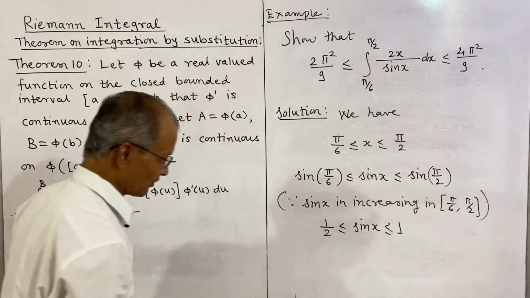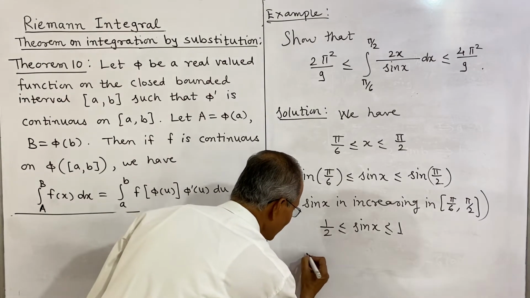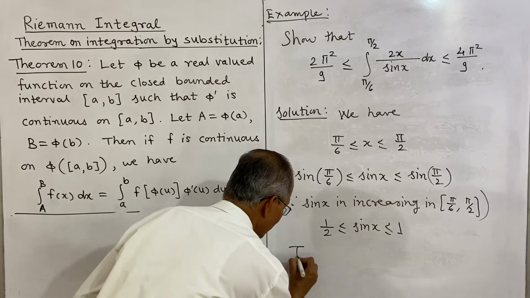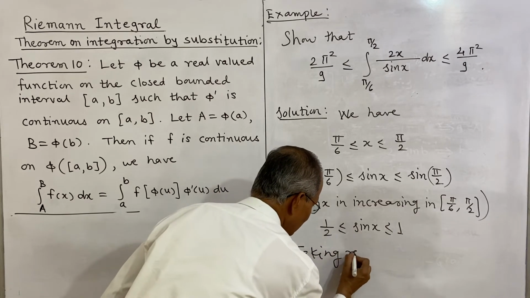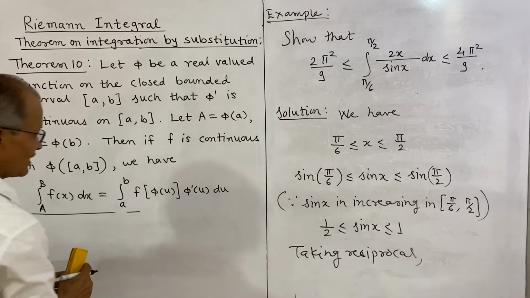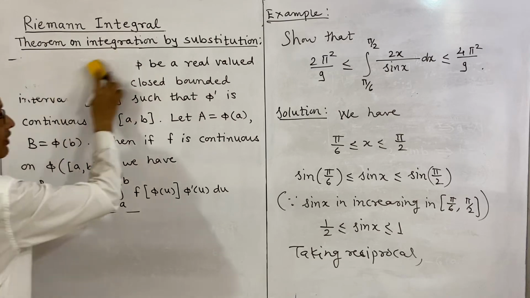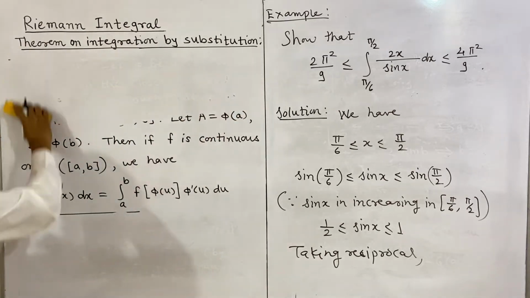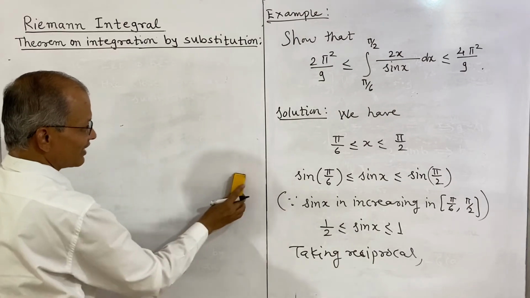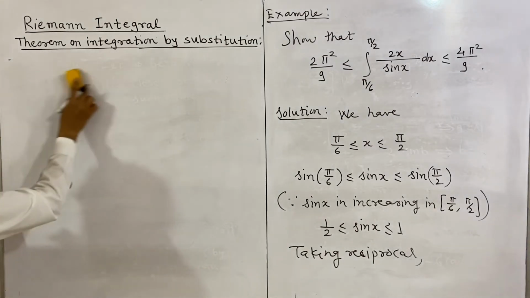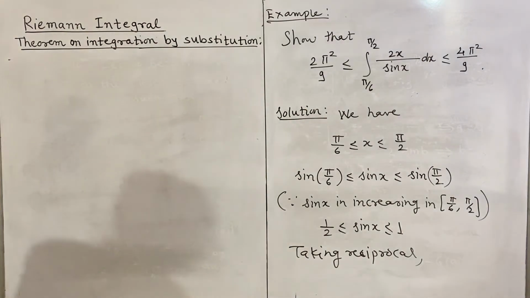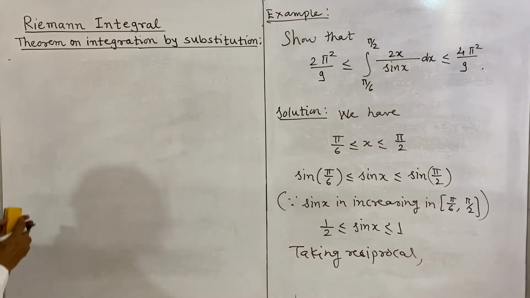And now we take the reciprocal, and taking reciprocal, the inequality reverses. See what will be the inequality. This theorem is used for an earlier example. We are not going to use this theorem for this example, but this is another example that I want to solve, or state, for you. And taking reciprocal, what will be this?